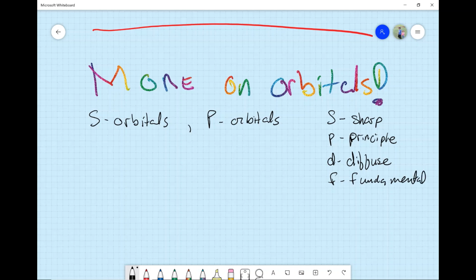And so SPDF are the orbitals we care about. The ones we care about the most are s orbitals and p orbitals, and they have distinct shapes. So the s orbital is this circular orbital, and the p orbital is this globular lobule. So circular and lobular.